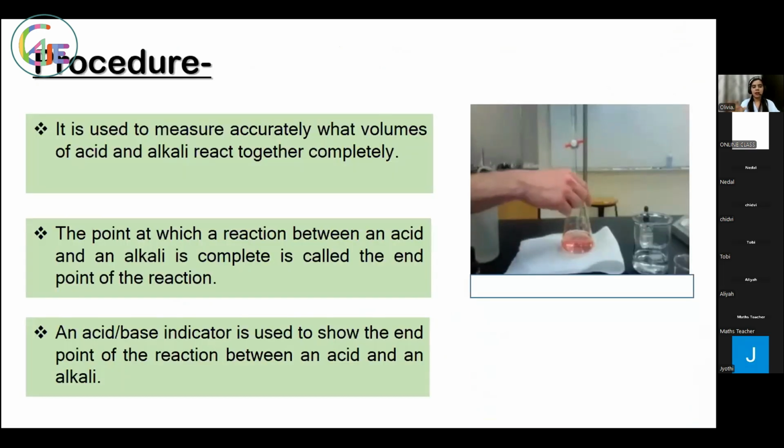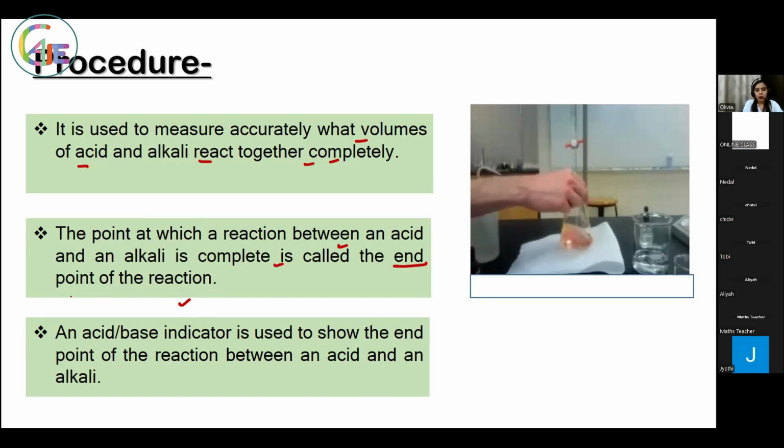The next thing is the main part of this experiment, and that is performing the experiment. What is the procedure that we need to follow? First, let's go through that. It is used to measure accurately what volumes of acid and alkali react together completely. This is what I told you in the beginning of the titration, that we use it to know the concentration of an unknown solution. Also, we use it to measure the accurate volume of acid and alkali that will react together. The point at which a reaction between an acid and an alkali is complete is called the end point of the reaction.